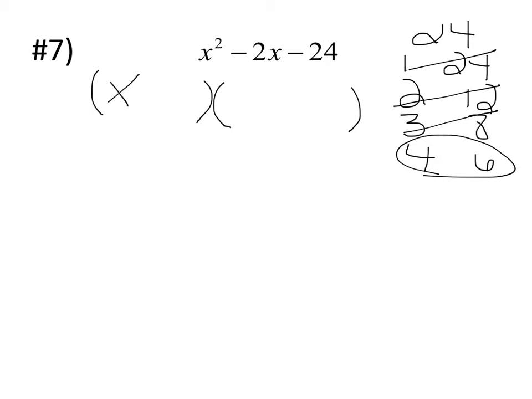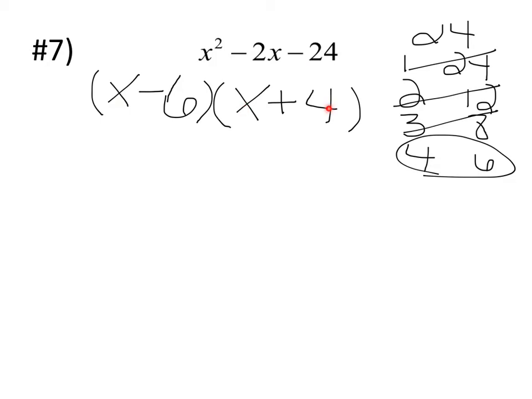Put our x's. Always keep your first sign. If your first sign is negative, you change your second sign. So it was negative, now we're changing it to positive. Always write your larger number first. 6 is larger than 4. Look at your binomial.